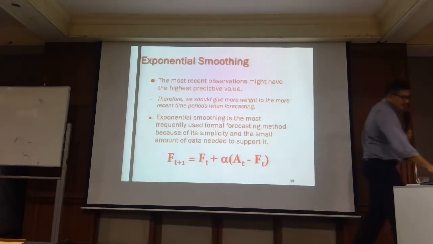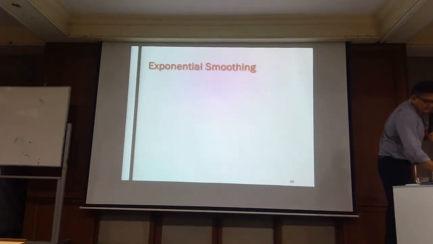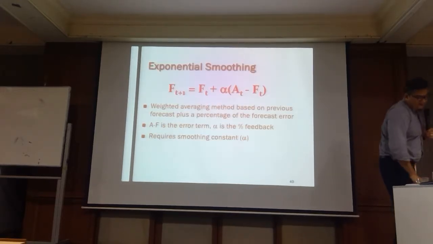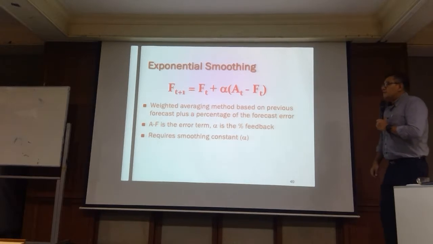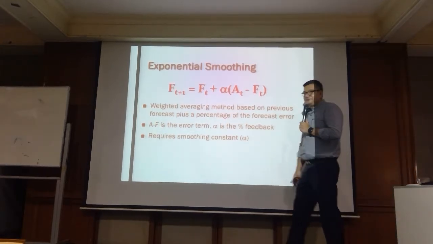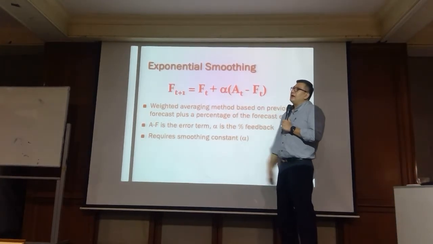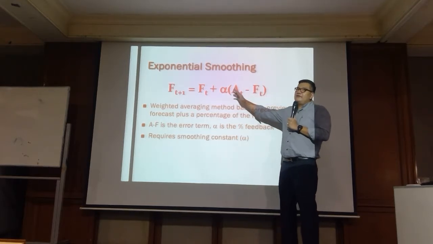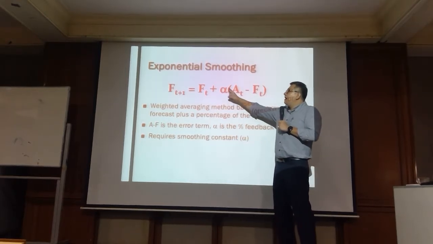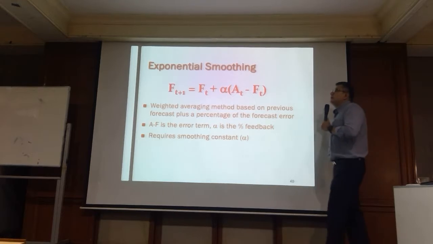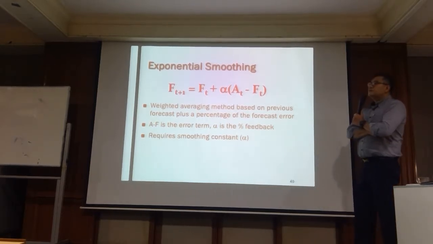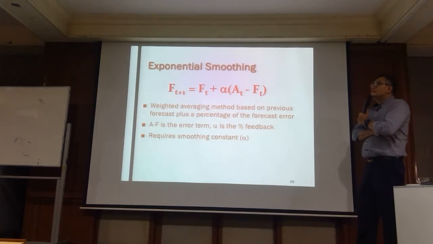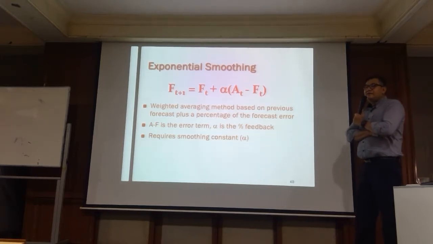Alpha is the one that we call the feedback value. It ranges from 0 to 1. And if you look carefully here, if alpha equals 1, what happened? If alpha equals 1, what happened? It's the naive method, right?